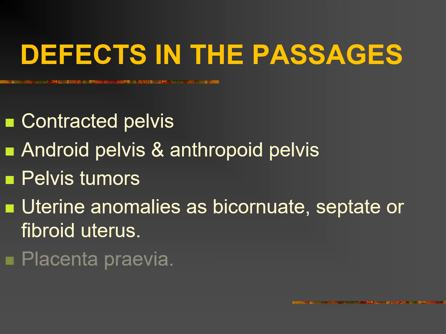And next one is placenta previa. This here also it is the same as fibroid. In placenta previa, we know that the placenta is located in the lower segment of the uterus. Usually the placenta will be in the upper segment of the uterus. Here the placenta will be in the lower segment of the uterus.